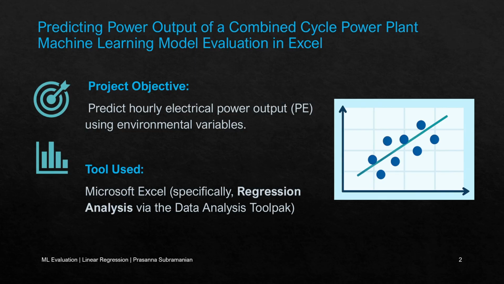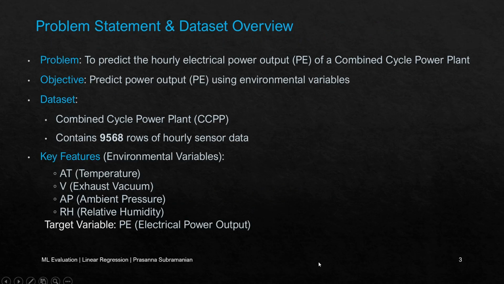In this assignment, our main goal is to predict the power output based on the given data. It's quite interesting that the data is really good, and I will go through the environmental variables, what sensor data is available, and the tool I used, which is the easiest one, Microsoft Excel's regression analysis via the Data Analysis ToolPak.